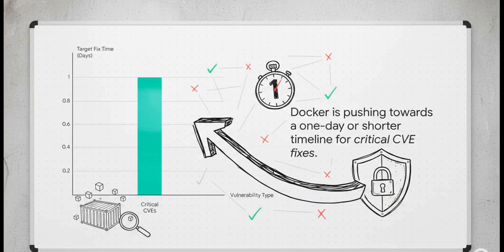And that speed is a serious commitment. Docker is pushing for a timeline of 1 day or less for fixing critical CVEs. For any organization, that kind of rapid response is an absolute game changer. It dramatically shrinks your window of exposure and minimizes the risk of a really costly breach.